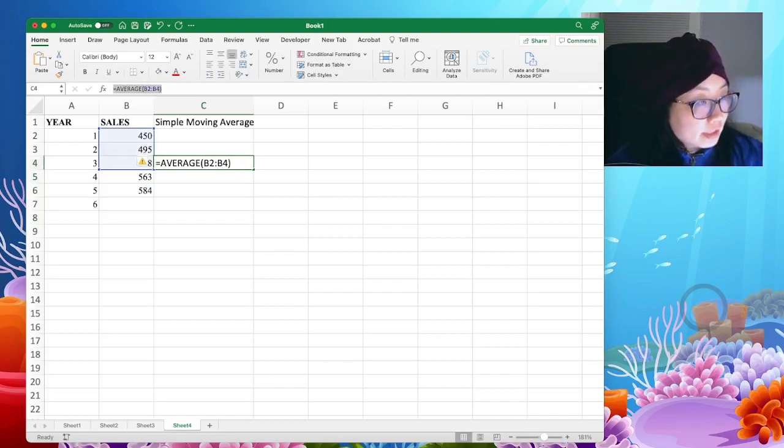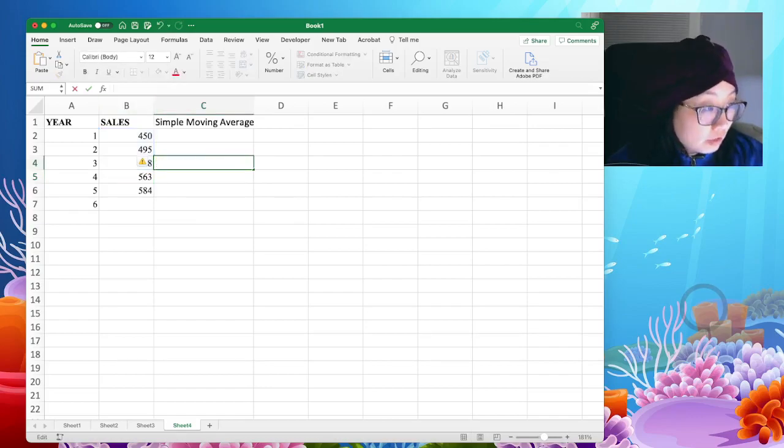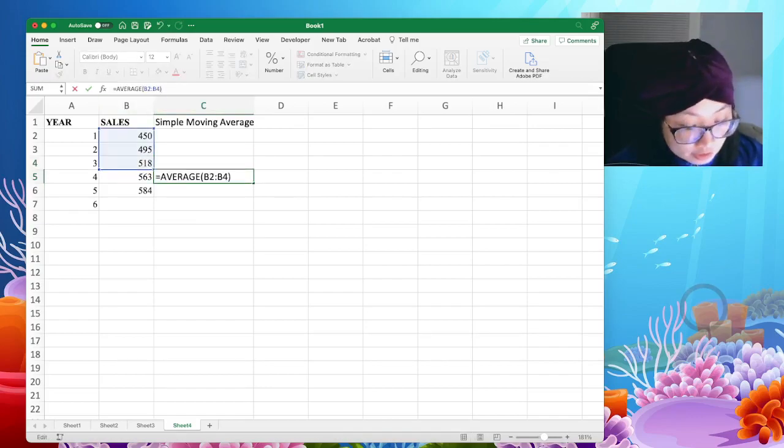I'm so sorry, I got this wrong. I put this in the wrong row. This is for the fourth year, so it should not be where I had it before. It should be like this, okay?